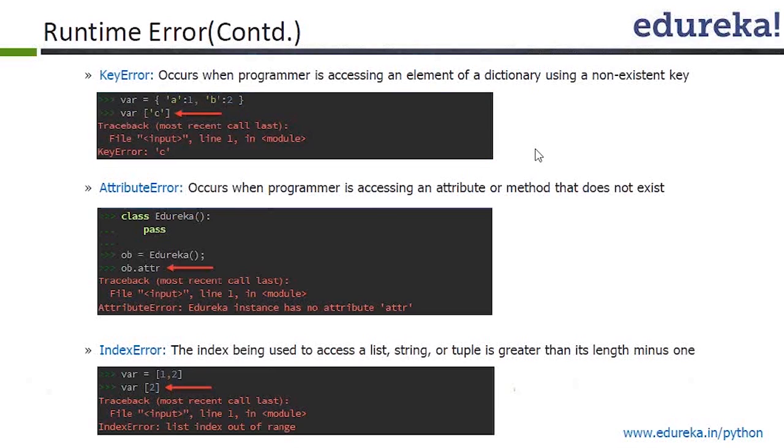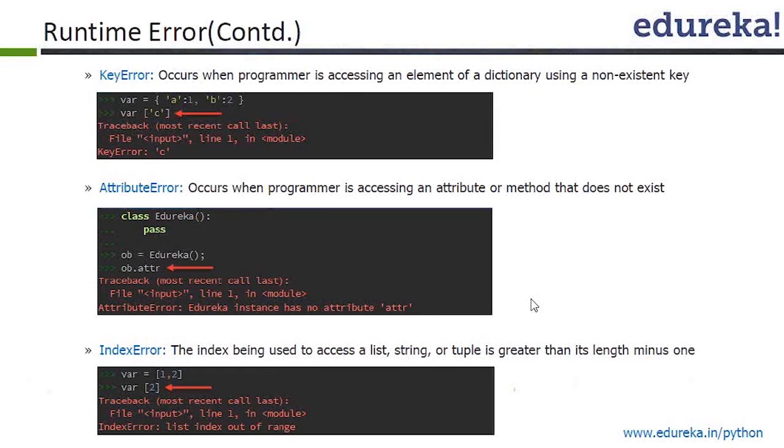And you get an attribute error when you are trying to access an attribute or method that does not exist. So let's say, for example, you have defined a class here, okay, and then you are instantiating the class. Now you call an attribute which is not there in the class, so you get an attribute error. Okay, isn't it very simple, guys?